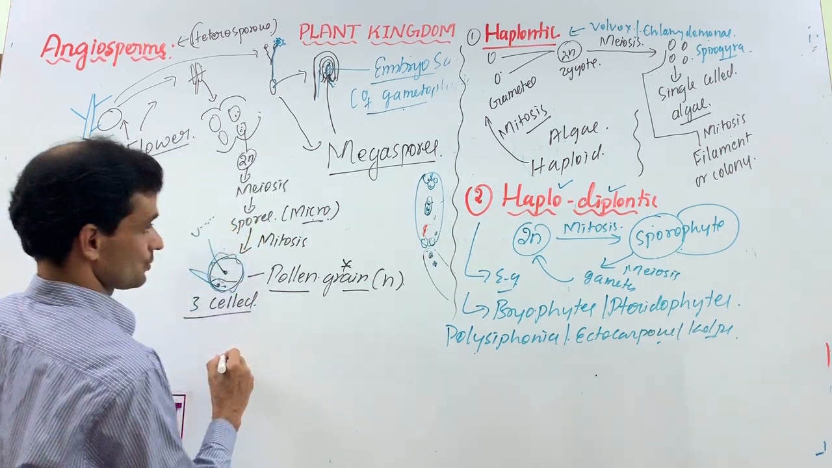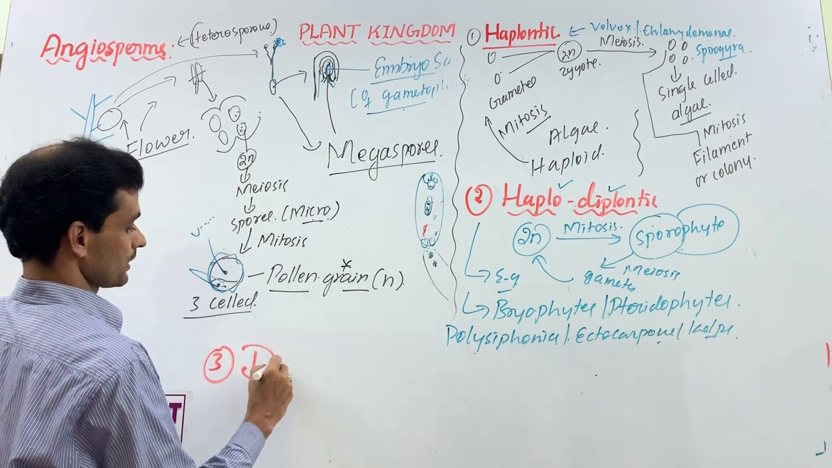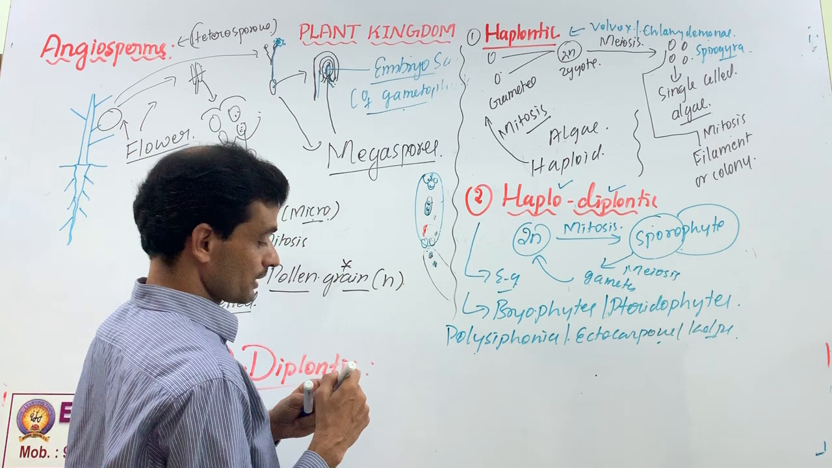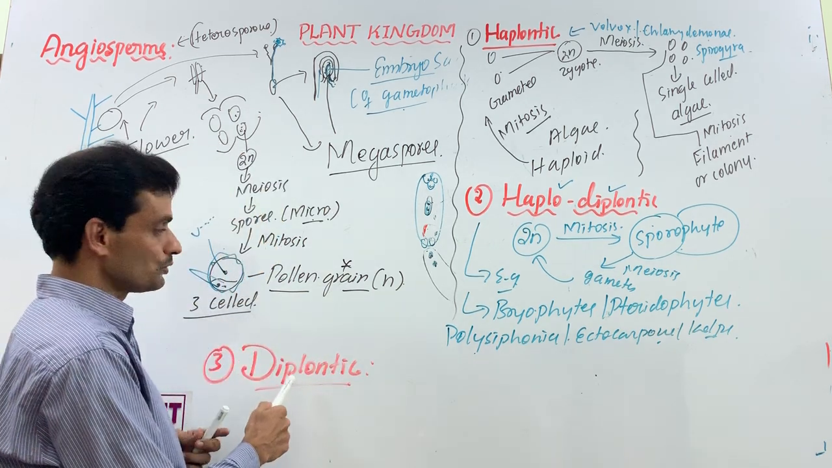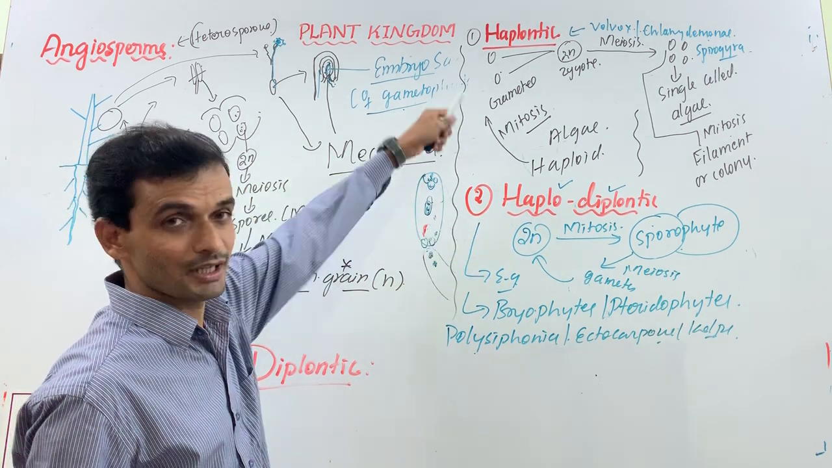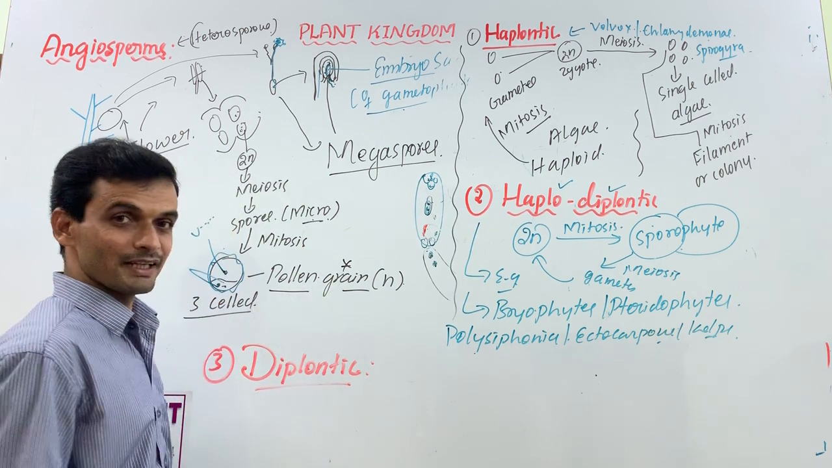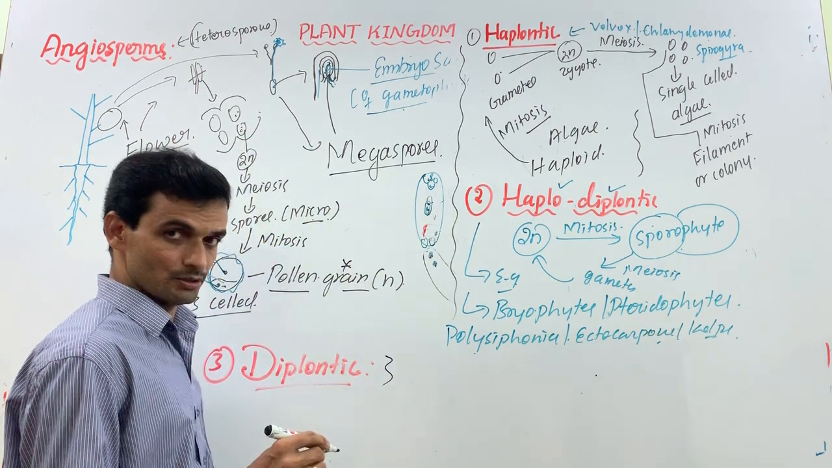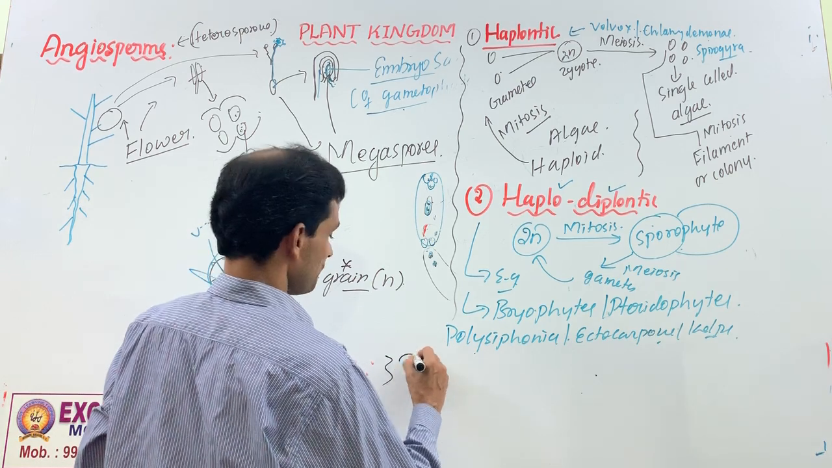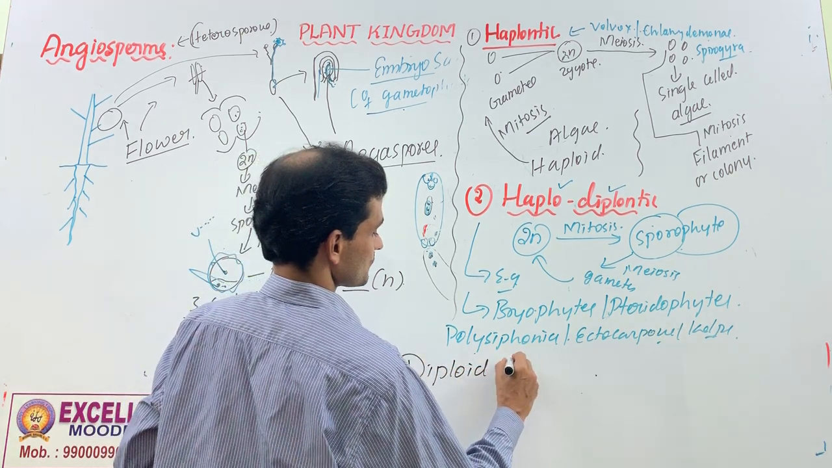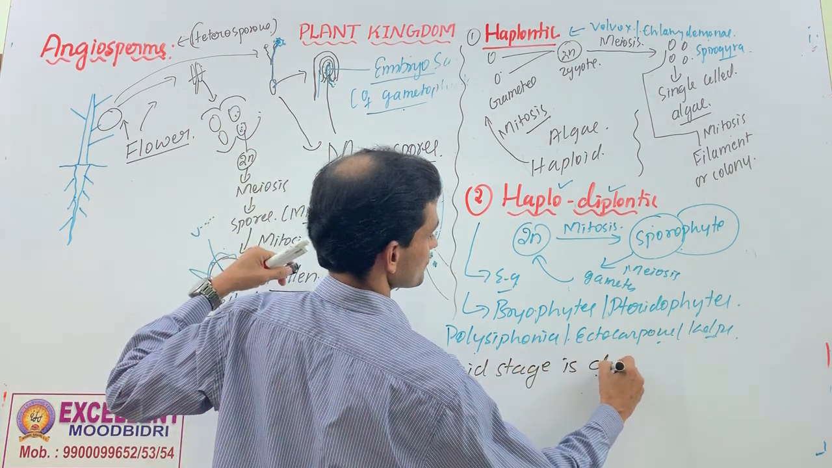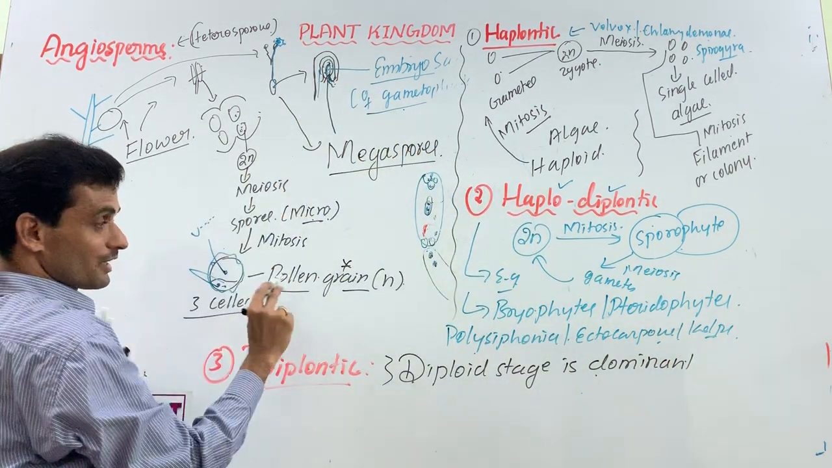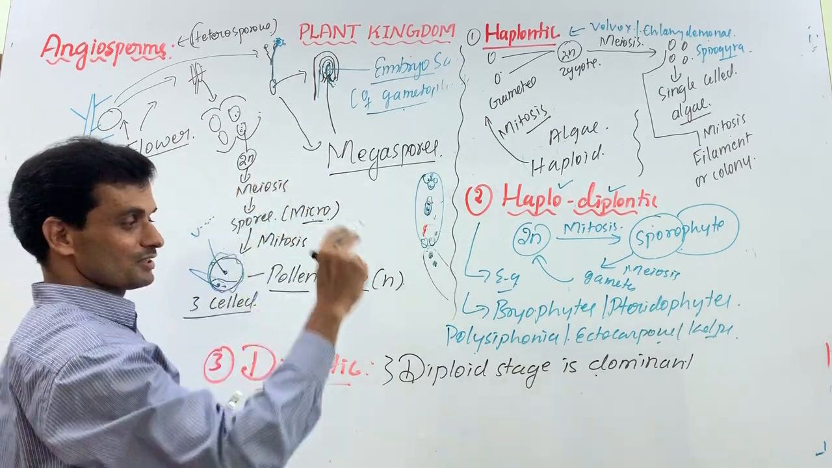And the third one is this, I'll write it here, the diplontic life cycle. If you have understood haplontic, then it's not difficult for you to say what is diplontic, because it's opposite to haplontic. In diplontic, there is alternation of generation between sporophytic stage and gametophytic stage, but the diploid stage is dominant. The haploid stage is highly reduced. The embryo sac is a haploid stage. The pollen grain is a haploid stage.